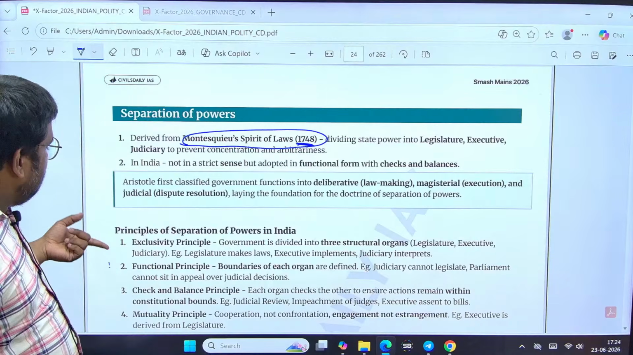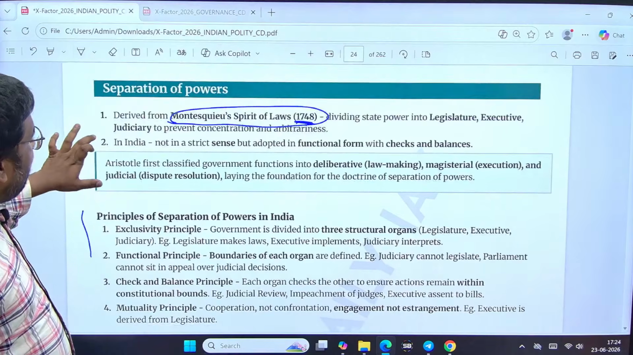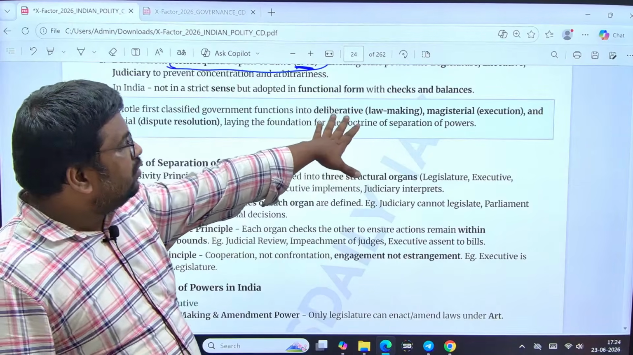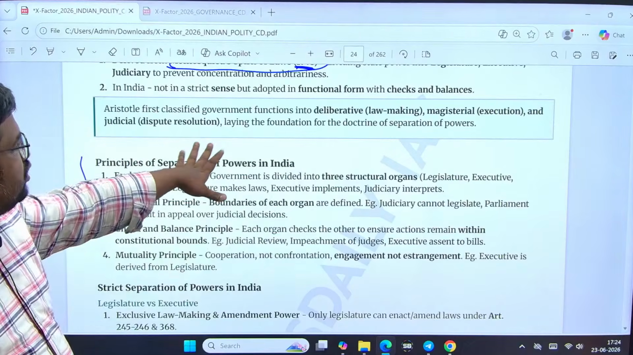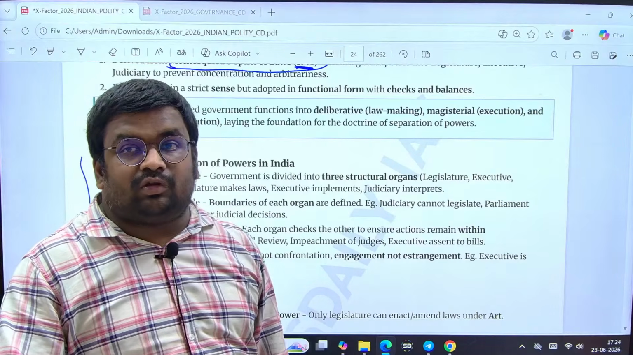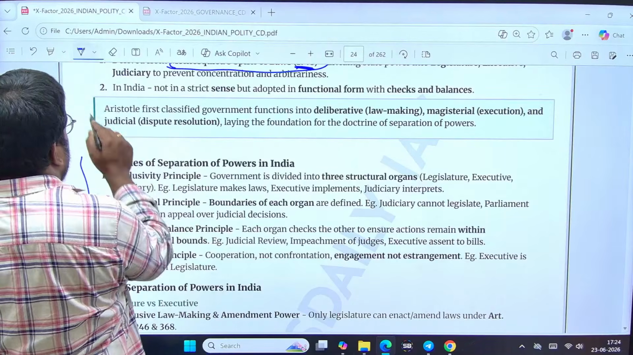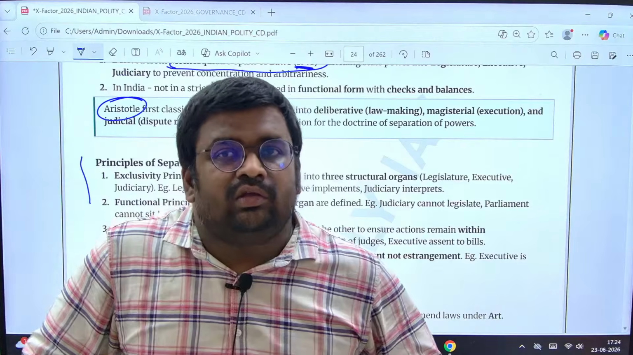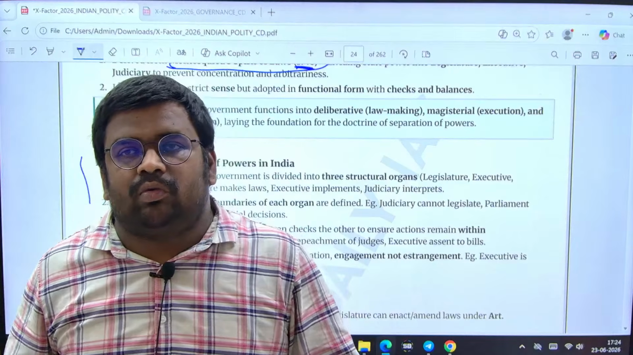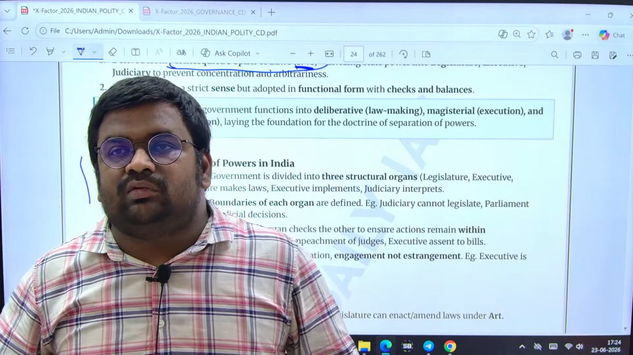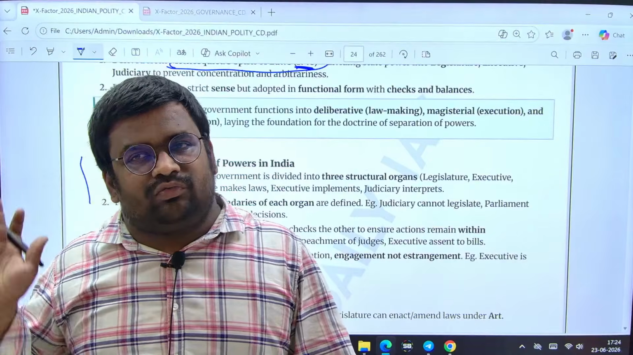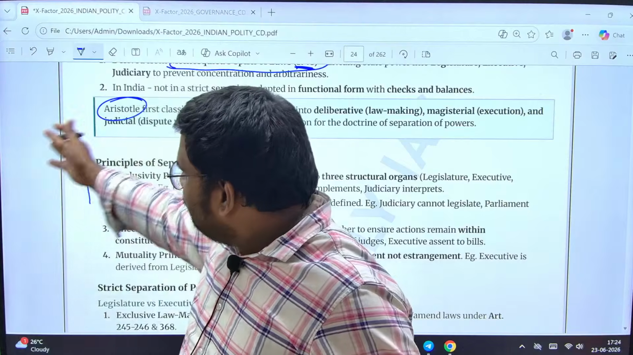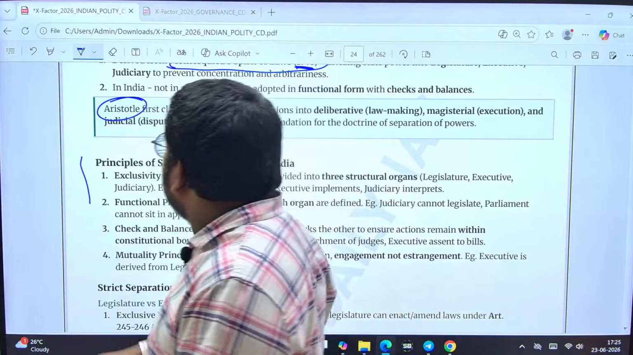ठीक है, then this fact, this is again Aristotle was the first to classify government into deliberative, ministerial and judicial, which laid the foundation of separation of power. So आपके आंसर में this you can put as a fact file or simply along the margin you can put a box and put this historical origin of the concept, या फिर इसको भी आप introduction बना सकते हो. Right? So this is the differentiating factor in your answer.